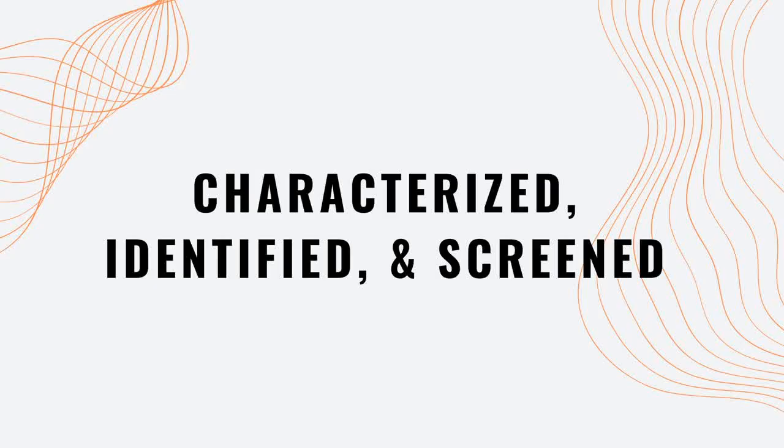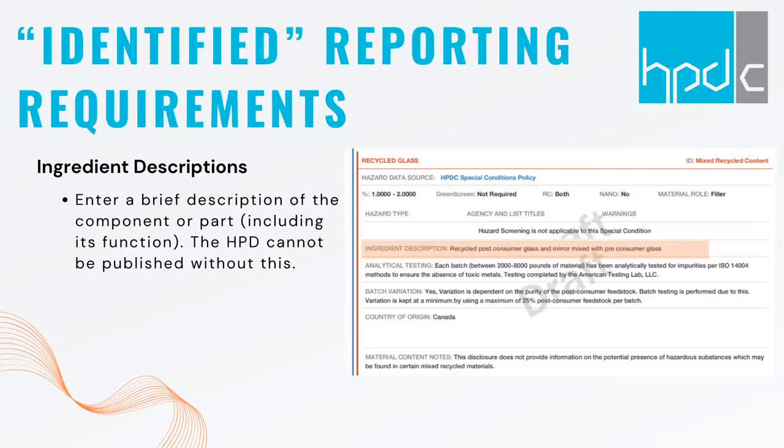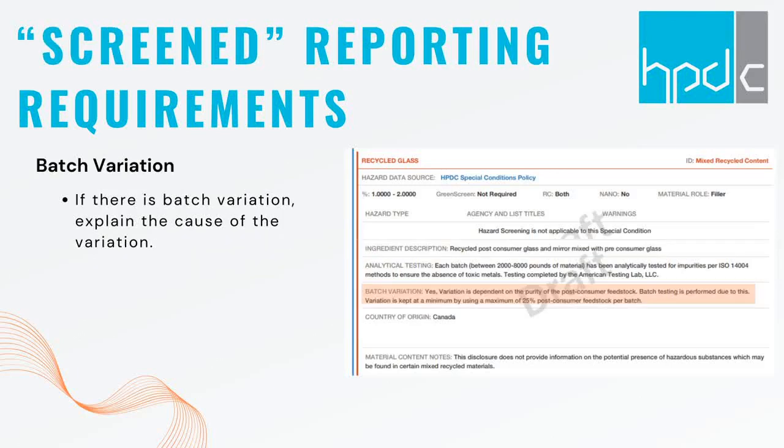In this section, we will review how the mixed recycled content special condition influences characterized, identified, and screened inputs on an HPD. In order for an HPD to be considered characterized, the ingredient description must be added. Enter a brief description of the component or part, including its function. Similarly to characterized, the ingredient description and its function must be included on the HPD to be considered identified. To ensure your HPD is considered screened, you must enter the batch variation of the mixed recycled content. If you select yes that there is batch variation, then you must explain the cause of the variation.